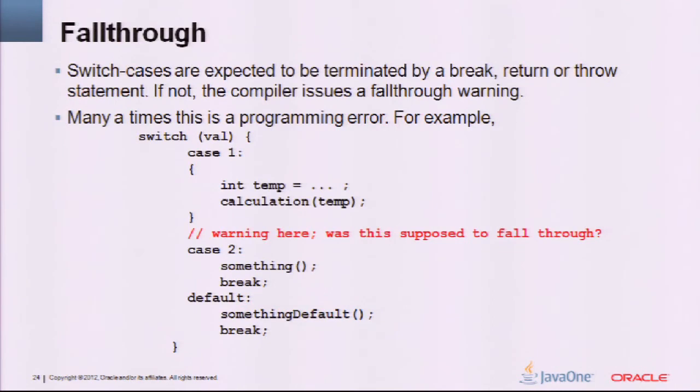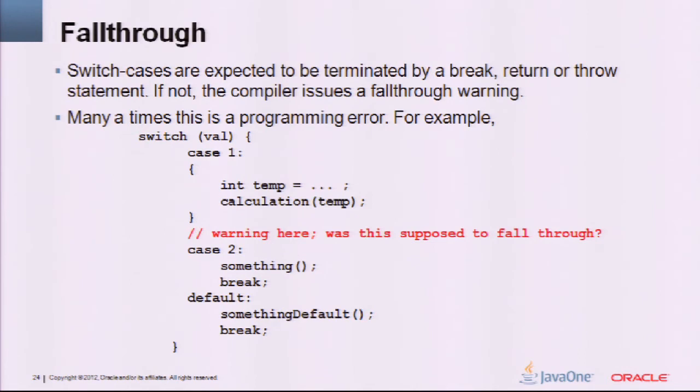Fallthrough. So when do you get a fallthrough warning? If you're using a switch case block and your case is not terminated by either a return statement, or it does not throw a new exception, or you don't have a break statement over there, you are going to get a fallthrough warning from the Javac compiler. Why does Javac communicate about this to you with a warning? Because most of the times, it's a programming error. Sometimes you want your logic to fall through to the next case, but most of the times we miss inserting a statement over there.